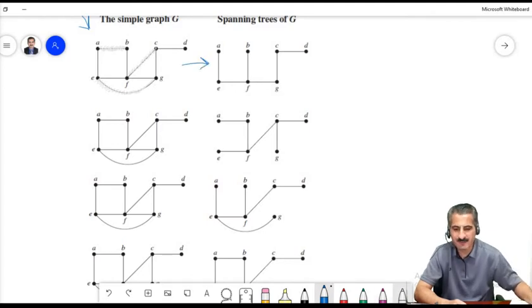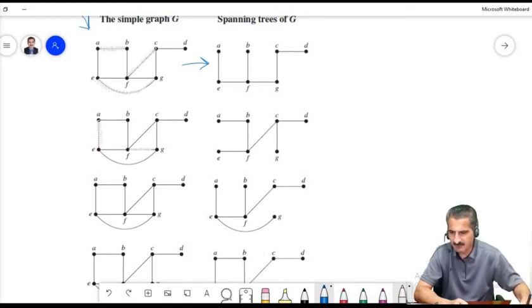Okay, we can keep doing so. Now we can remove this edge from here, and if we remove this edge, okay, we get a spanning tree. If we stop here, this is not a spanning tree, because if you notice, if we stop here, then this will give us a circuit, right? So it's not a spanning tree so far. So we need to remove more edges.